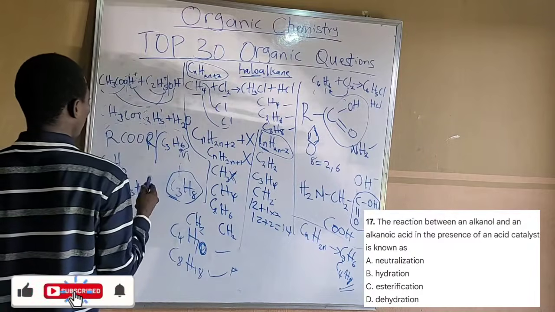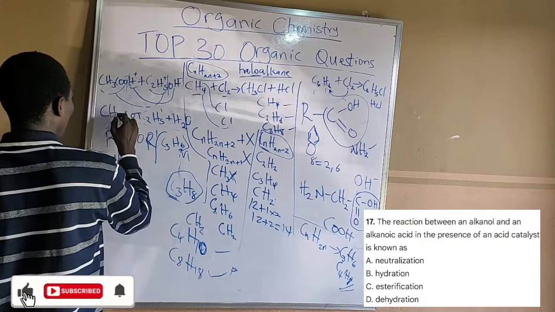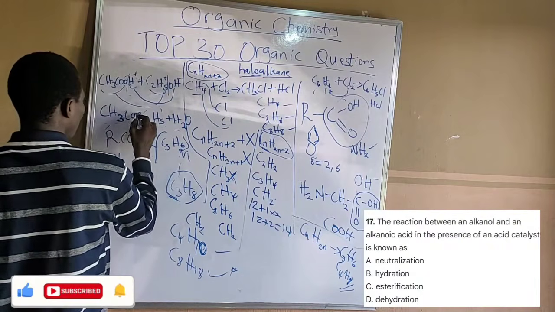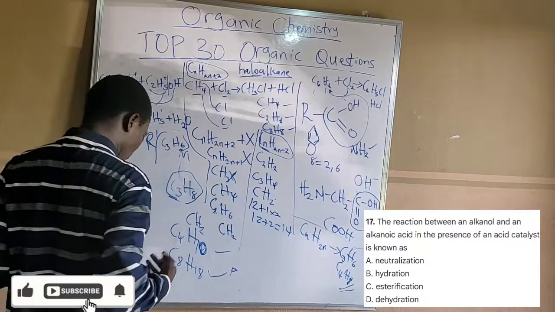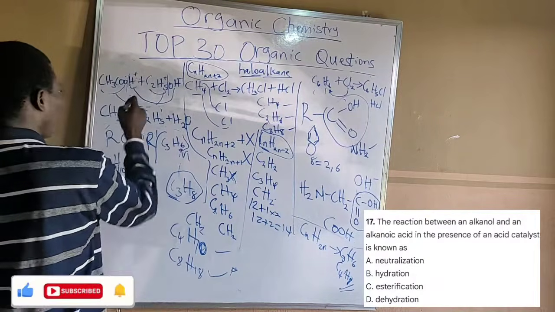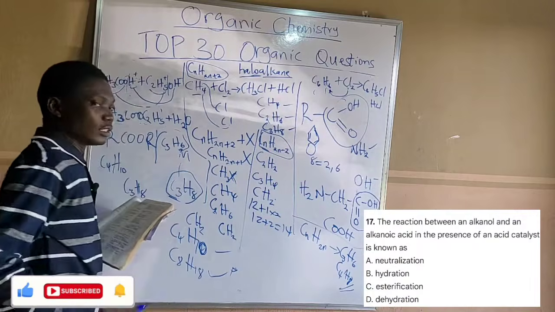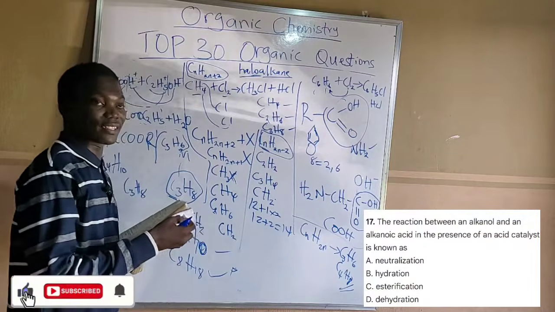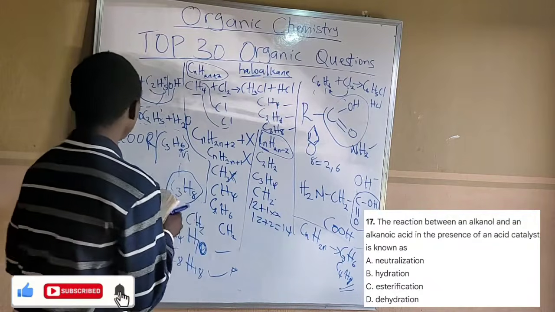So it will form what we call CH3COC2H5. Now, this type of reaction, they are asking us, what is the name called? The name of this reaction is called esterification reaction. It is called esterification reaction.